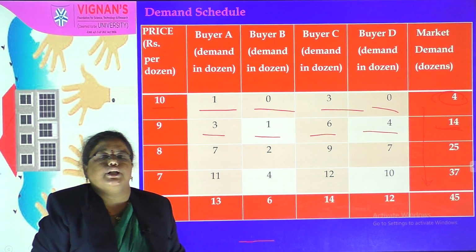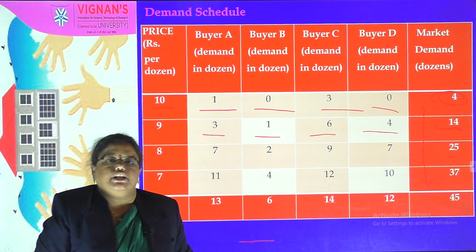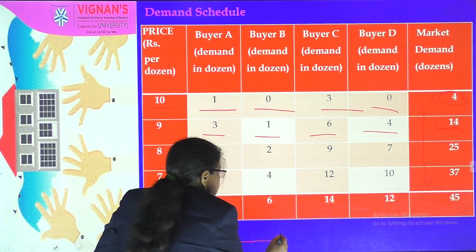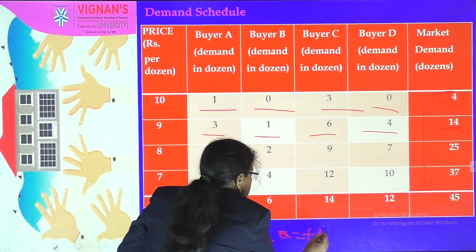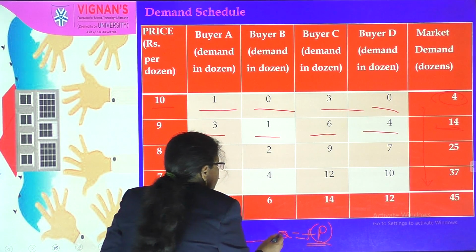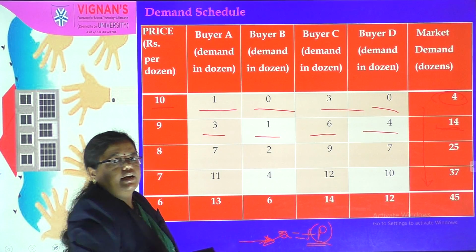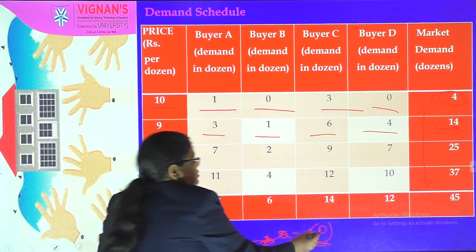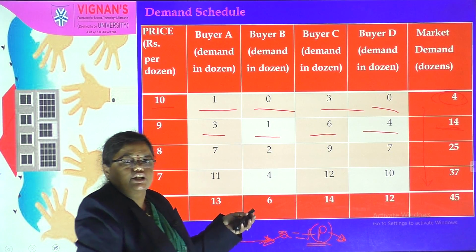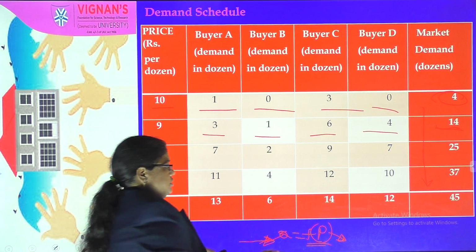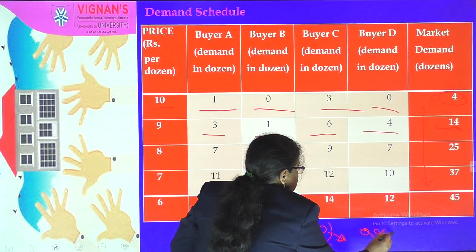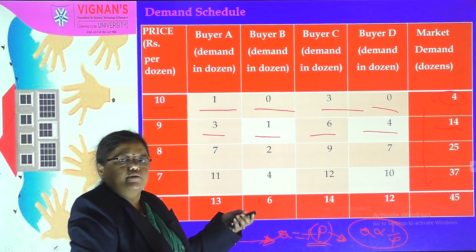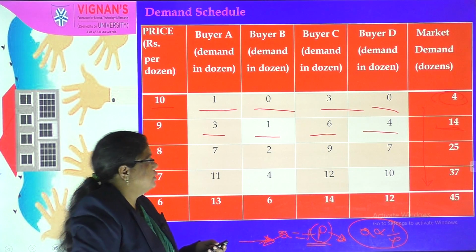In case of individual demand, price and quantity demanded are there. Price is the independent variable. Q is a function of price. Q is quantity demanded, the dependent variable. The relationship between these two is inversely proportional. Quantity demanded is inversely proportional to price.